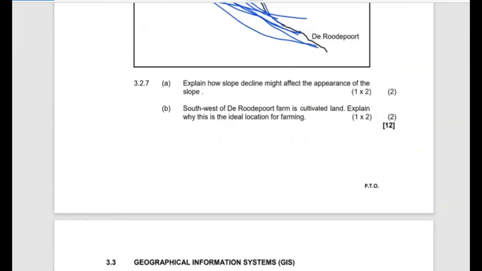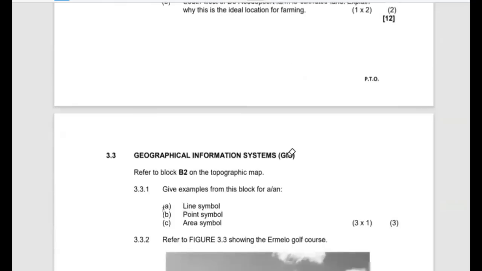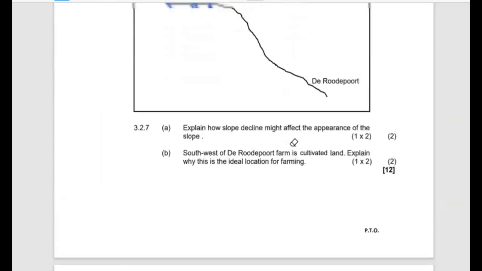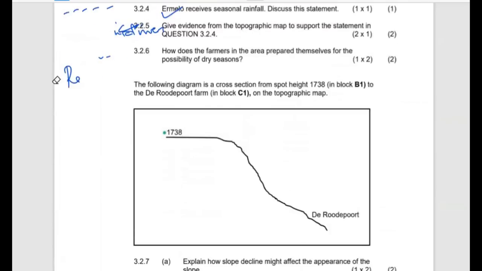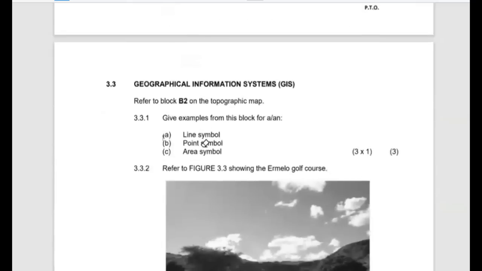The other question we are talking about is a GIS question. We're looking at geographical information systems. With GIS, we want to attempt the question: give examples from this block. We are referring to block B2 on the topographic map. We want to give examples of line symbols, point symbols, and area symbols in block B2.